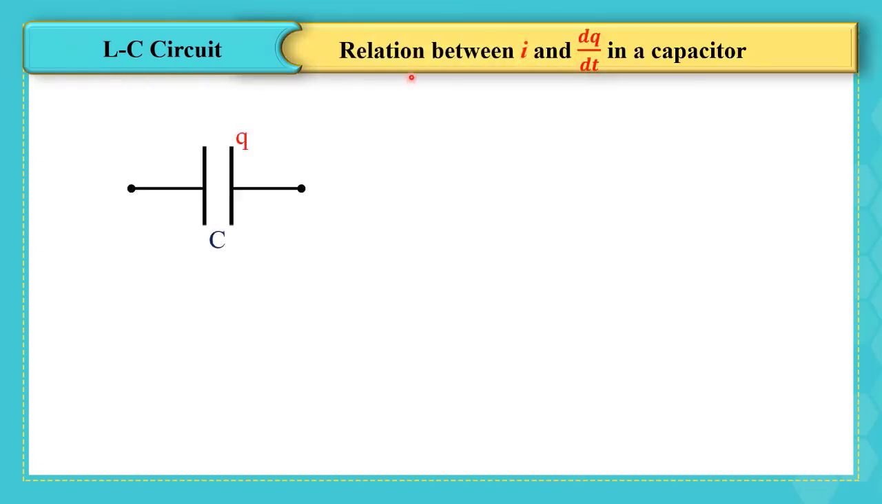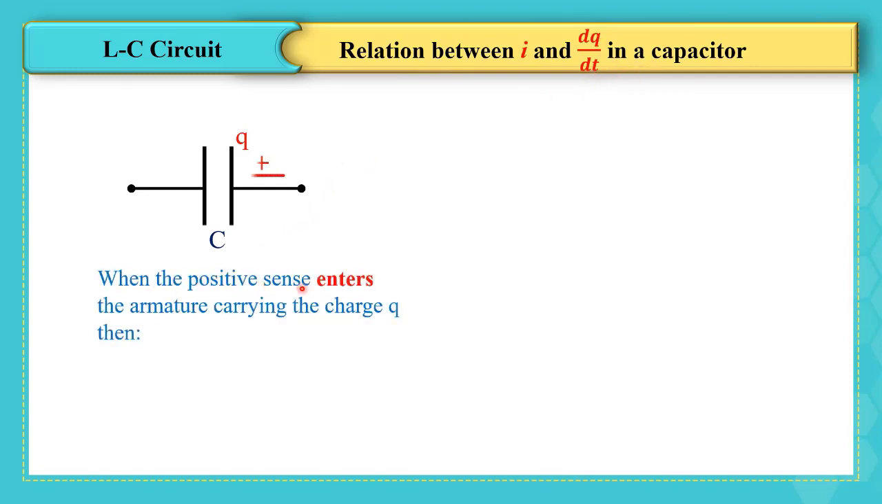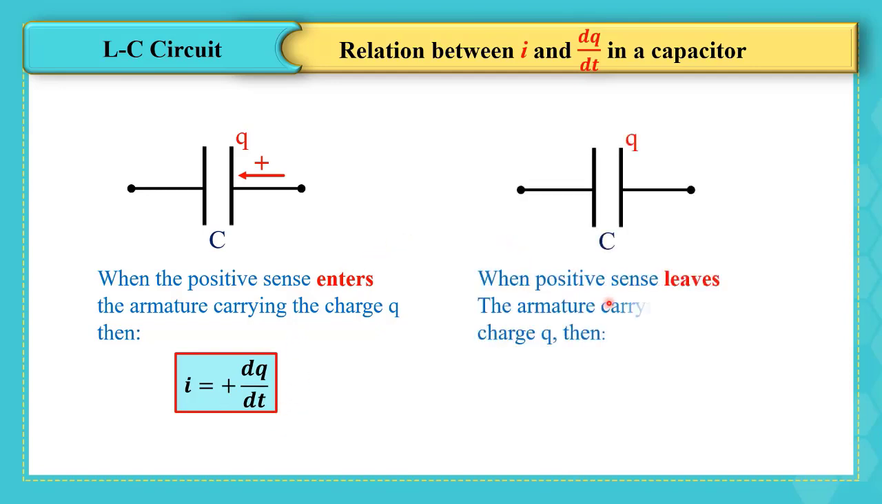Let's focus first on the relation between i and dQ by dt in a capacitor. When the positive sense enters the armature carrying the charge Q, then i equals plus dQ over dt. While when the positive sense leaves the armature carrying the charge Q, then i will be equal to minus dQ by dt.